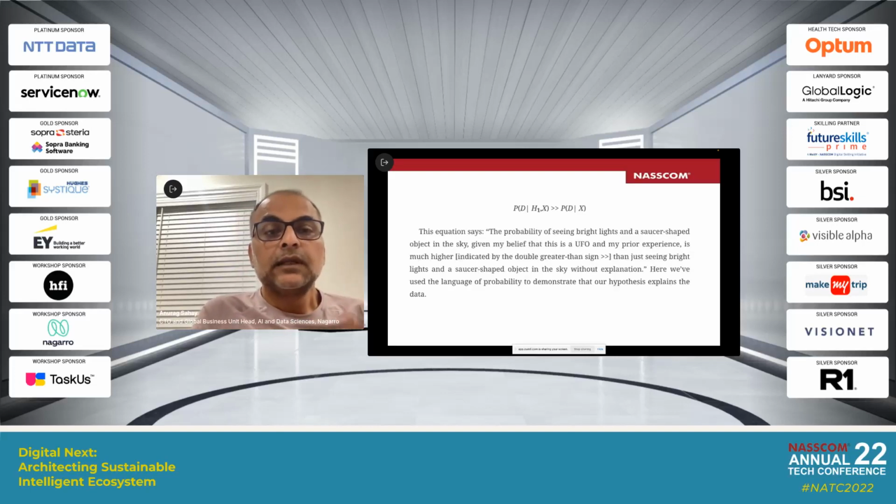So again, just describing that in English, which I always think is a very useful way to understand things: the probability of seeing bright lights and a saucer shaped object in the sky, given my belief that this is a UFO and my prior experience, is much higher, and that's what's indicated by these double arrows, than just seeing bright lights and a saucer shaped object in the sky without explanation.